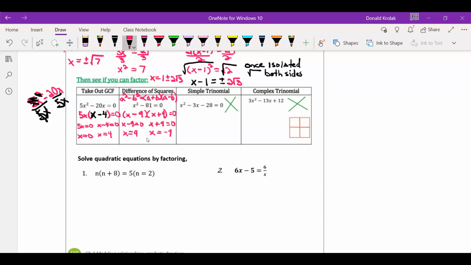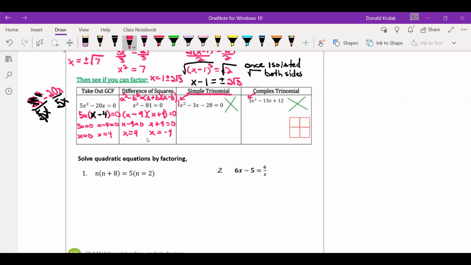Now the other two we've done. So this is called a simple trinomial because that is a 1. This is called a complex trinomial because that is some number other than 1. And that's the one that we used the box on the other day.